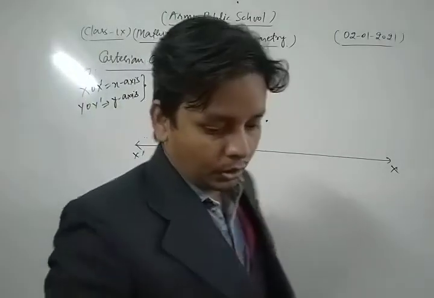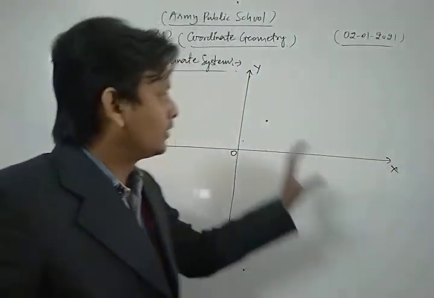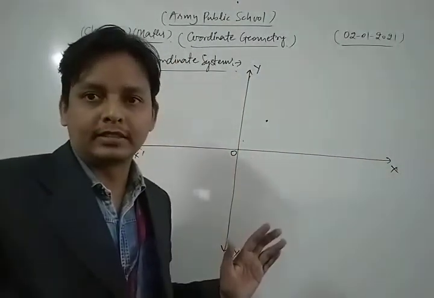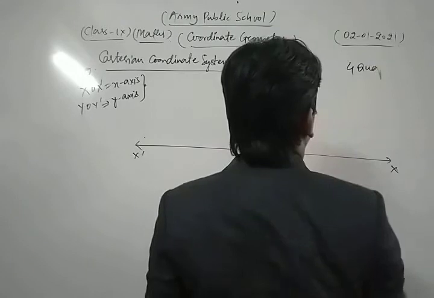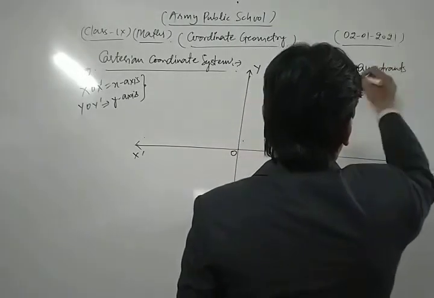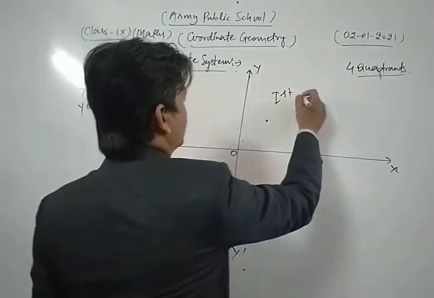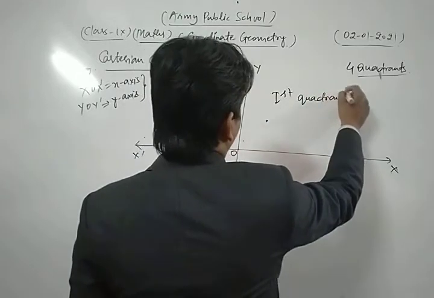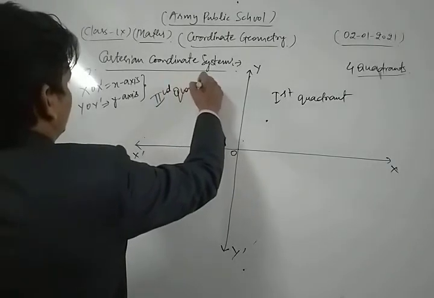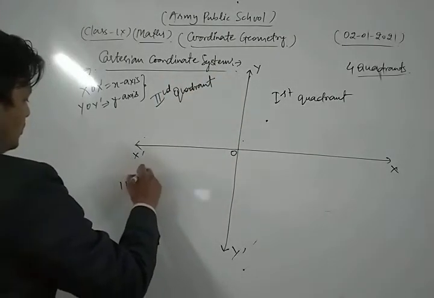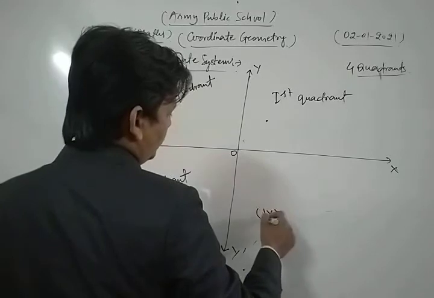Now one of the most important things is that here in this figure there are four quadrants. How many quadrants are there? There are four quadrants. Okay, this is your first quadrant, dear students. This is your second quadrant. This is your third quadrant, and this is your, dear friends, fourth quadrant.